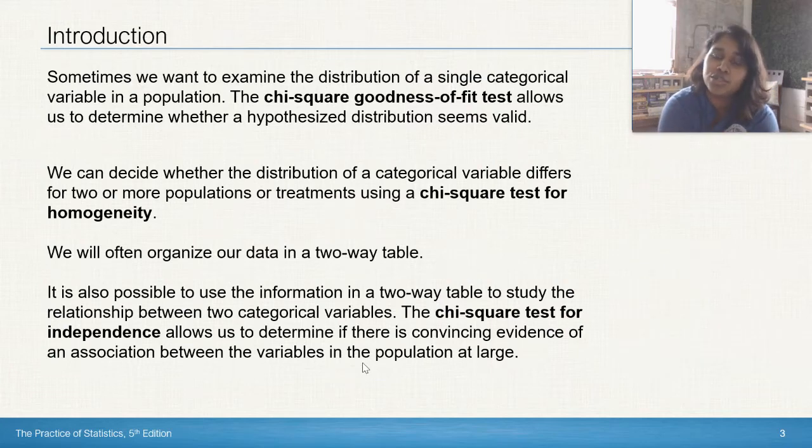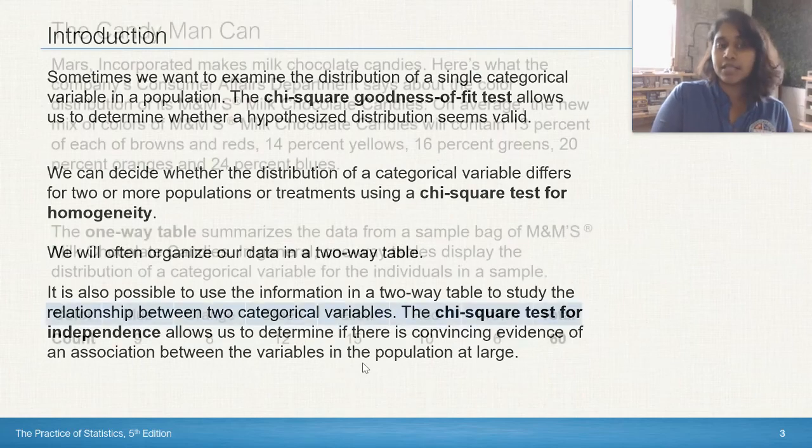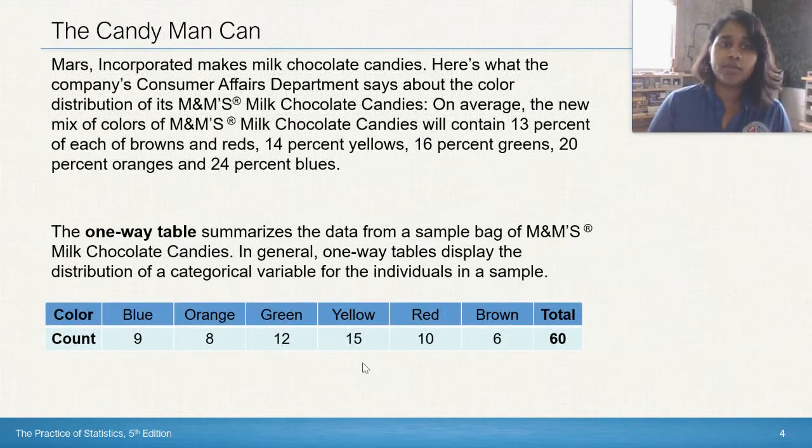And the other is the chi-square test for independence. We'll go further into the details of the chi-square goodness of fit test when we get to chapter 11.2. But for today, we're going to be dealing with just simply the chi-square goodness of fit test and the basics of it. So let's jump on in with an example.